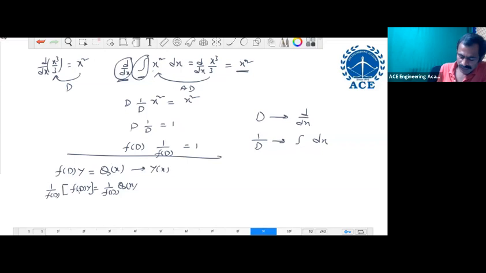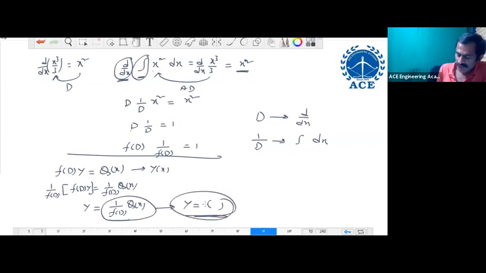x. But f of D into 1 by f of D is 1, as we have just seen above. So on the left hand side, just y. On the right hand side, 1 by f of D of Q of x. After evaluating this, we get some function of x, and that is y equal to some function of x. This is the solution of this.